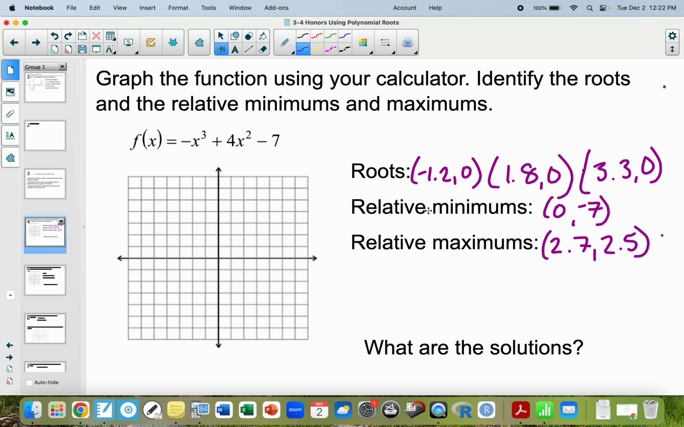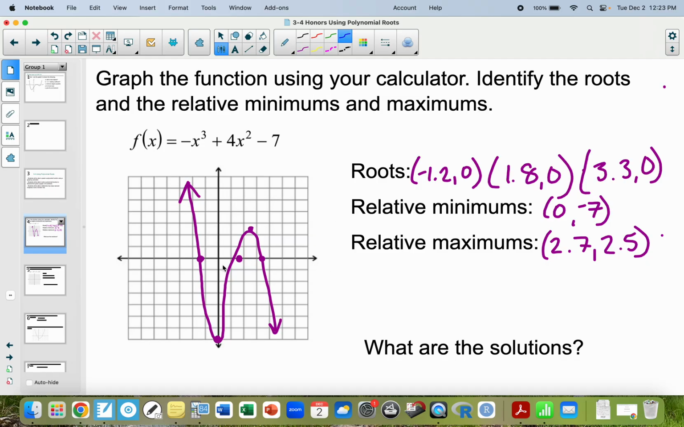Okay, so now I'm going to use these points to try to make a pretty accurate graph. So -1.2 would be about here, 1.8, and then 3.3. Those are the roots. And then here's my relative minimum, and then my relative maximum. Okay, and then we're going to draw in our function, which let's see how I can do on this. Okay, we get the idea. Hopefully you can do a little bit better on your paper than I can do on this tablet.